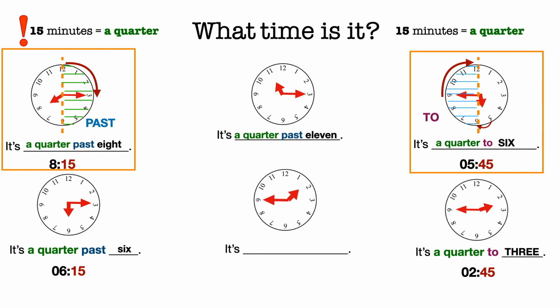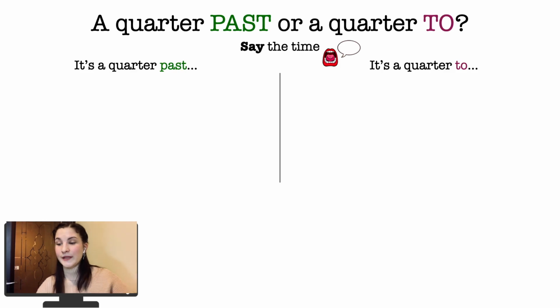Okay, and the last one. Try it yourself without my help. I'm sure you can do it now. It's a quarter to 2. Okay, very nice. Now we'll play a game. A quarter past or a quarter to.